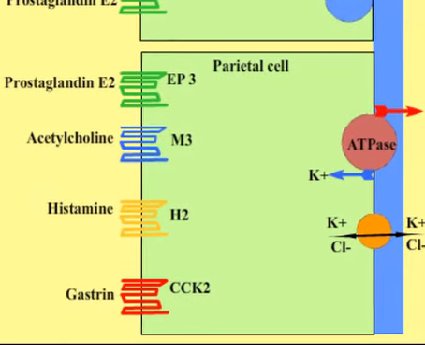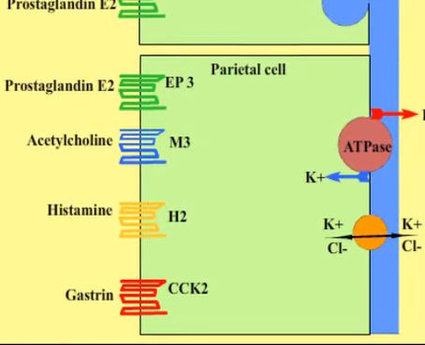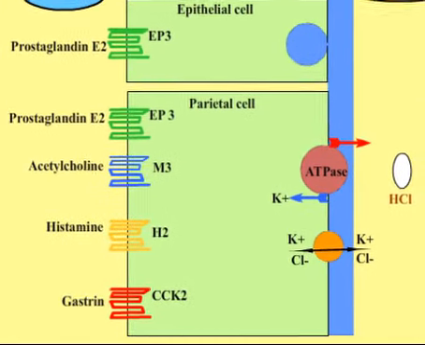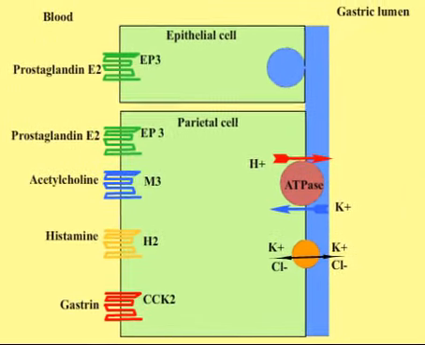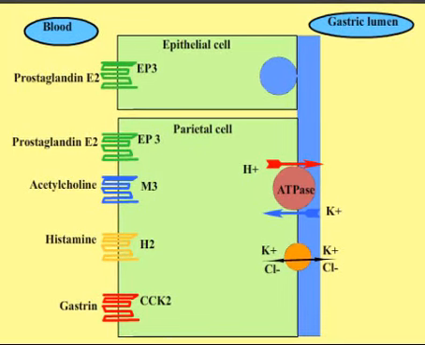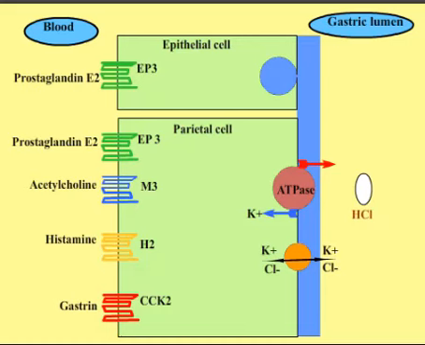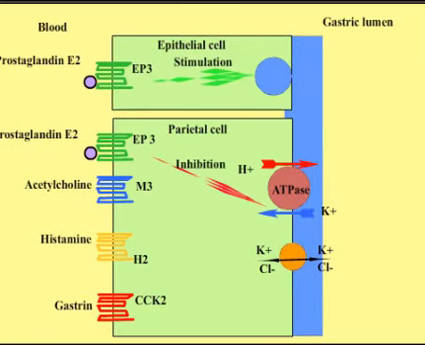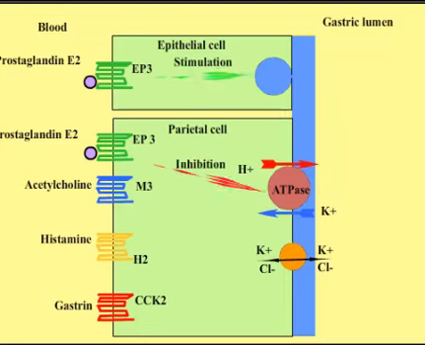Their receptors M3, H2, CCK2, and EP3, respectively, are found on the basolateral membrane of parietal cells in the body and fundus of the stomach. Histamine, acetylcholine, and gastrin stimulate the proton pump, and prostaglandins like PGE2 inhibit the proton pump and stimulate mucus and bicarbonate secretion from epithelial cells.